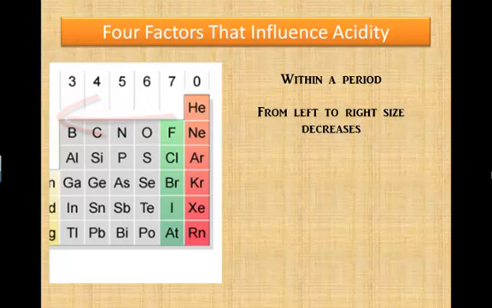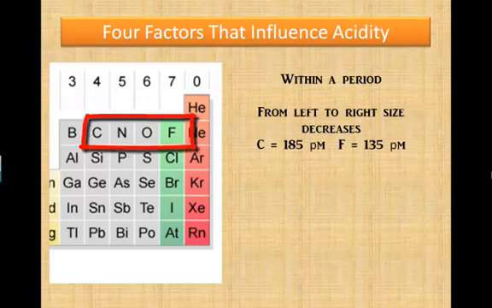You may recall that electronegativity increases in this direction, and size increases in the opposite direction. So from left to right, size decreases. And if I consider the four atoms from carbon to fluorine and look at their atomic radii, carbon has an atomic radius of 185 picometers and fluorine 135 picometers. So this represents a decrease of 27% across those four atoms.